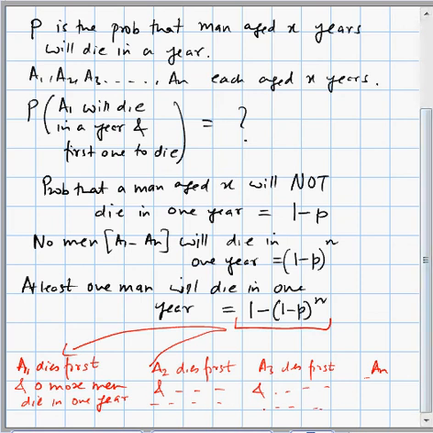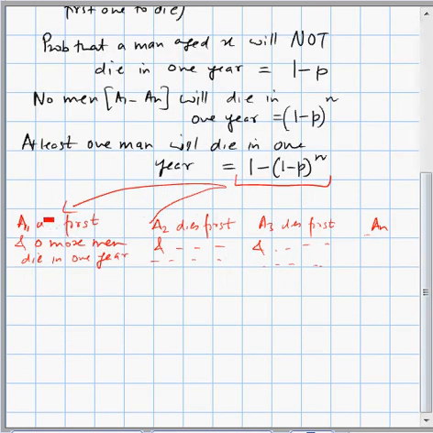Now what we want in this question is the probability of this event, and you can see all these events are equally likely. A1 dies first and then 0 or more men die. A2 dies first or A3 dies first. So the probability of any man dying first is the same. So all of these events are equiprobable. So find the probability of this event.